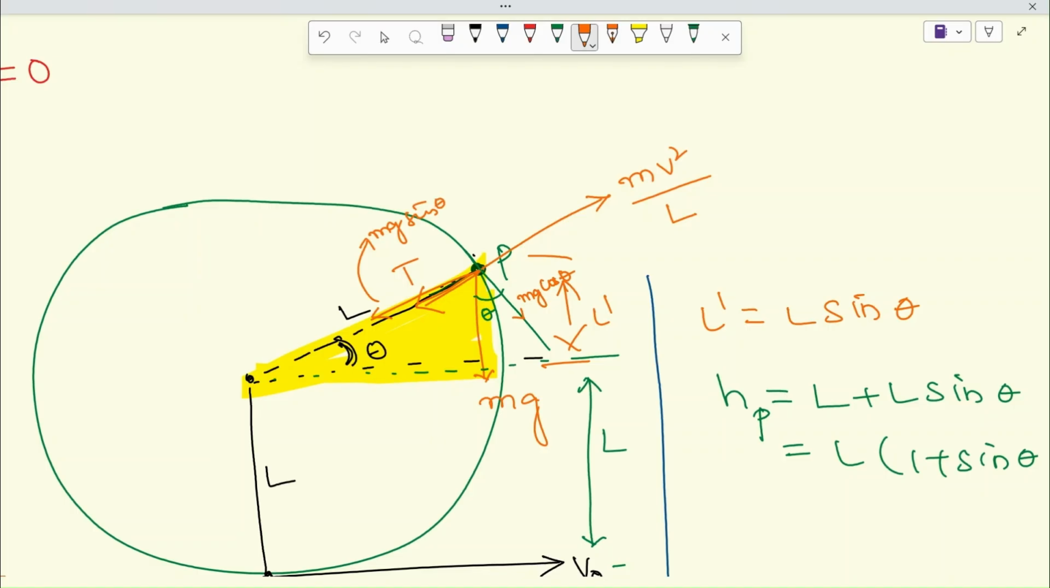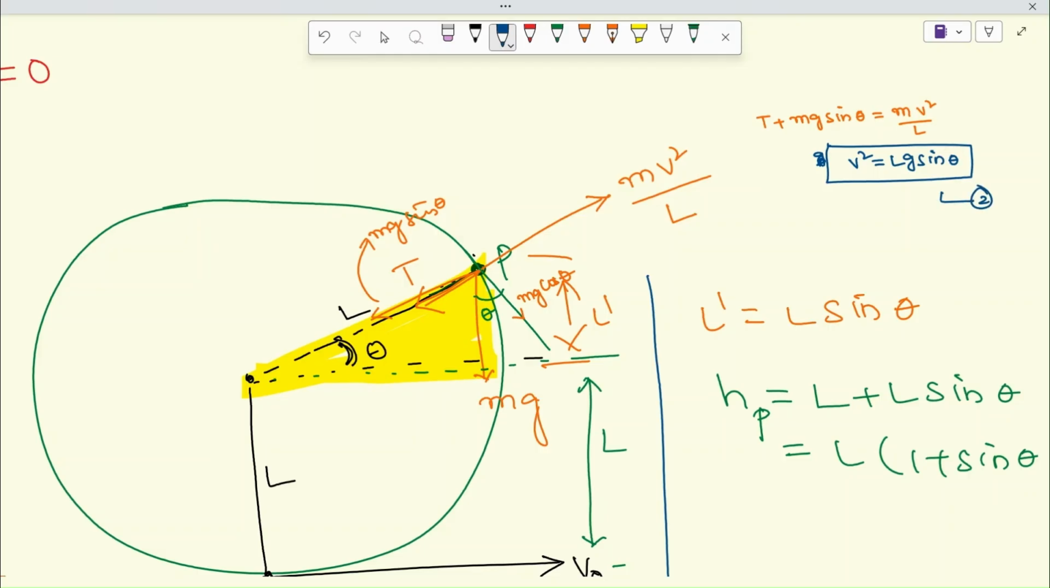Now what is the equation? T plus mg sin theta is equal to m v square by L. And T is 0. So mg sin theta is equal to mv square by L, or g sin theta is equal to v square by L. What will you get from that? V square is equal to Lg sin theta. Take it as equation 2.